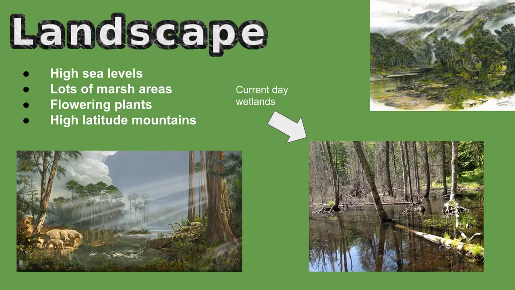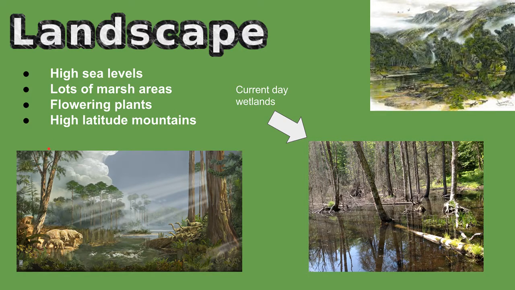The next slide is about landscape. The warm climate created high sea levels and also lots of inland seas. This resulted in lots of warm, shallow water over many continents. Because of that, there was lots of limestone created.